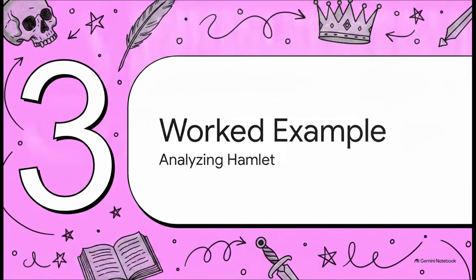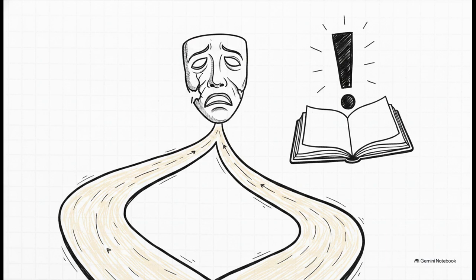Section 3. Worked example. Analyzing Hamlet. Let's put these moves into practice. Okay, let's actually see this in action using a total classic, Shakespeare's Hamlet. Now, every great paragraph starts with an arguable claim. Here's the one we're using. Throughout much of the play, Hamlet is caught in a trap of indecision caused by a refusal to deal directly with the difficulties he faces.